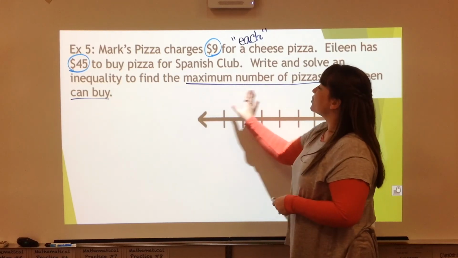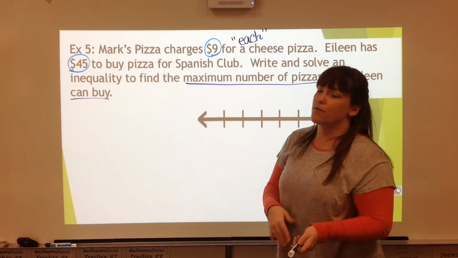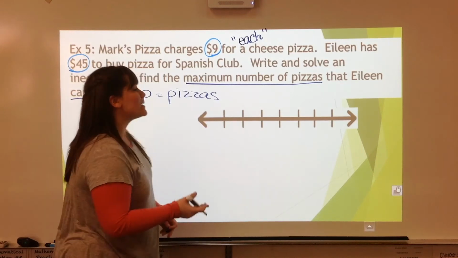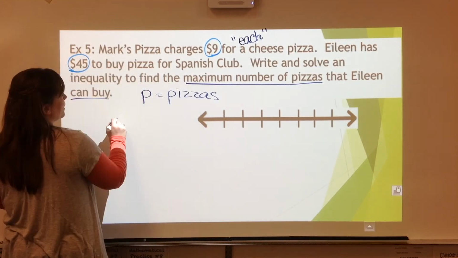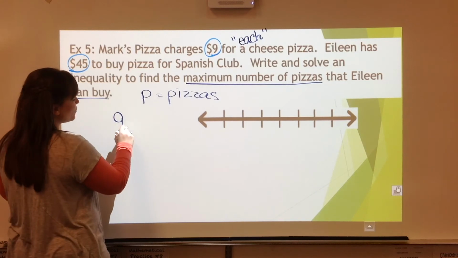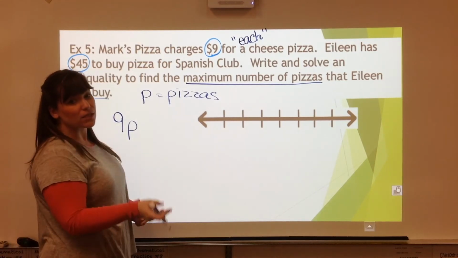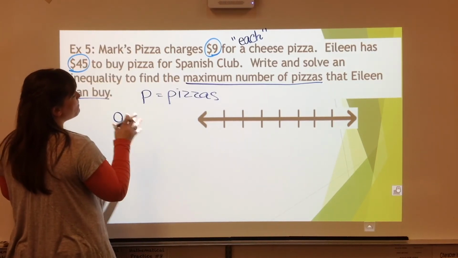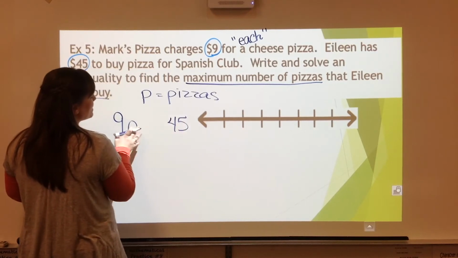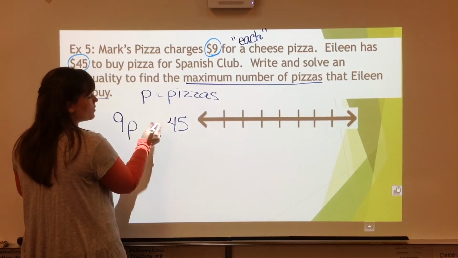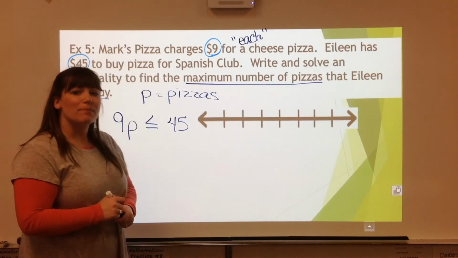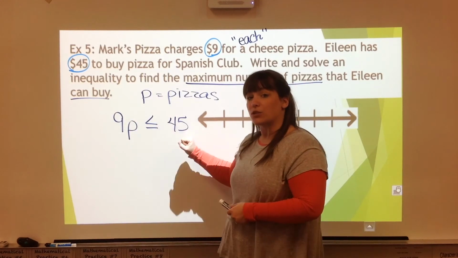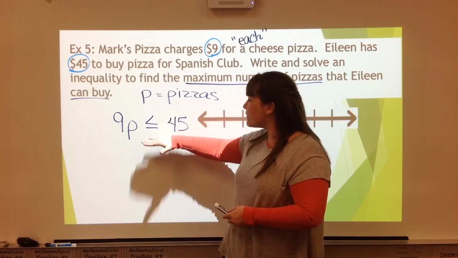And again, Eileen wants to know how many pizzas can she buy for that amount, but not going over it. P is going to stand for the pizzas. How many pizzas can she buy? I know that each pizza costs $9, so I'm going to have to multiply the pizzas times 9 to get a total price. I don't want this total to go above $45. So that means this has to be less or equal to that 45. So whenever you're having a maximum, you want to have whatever your variable is either equal to the other side or less. We have our inequality.